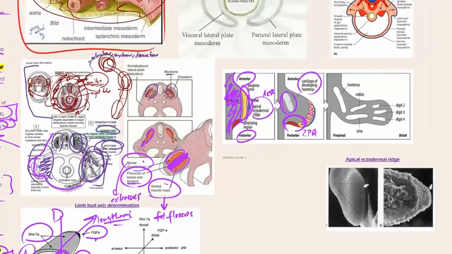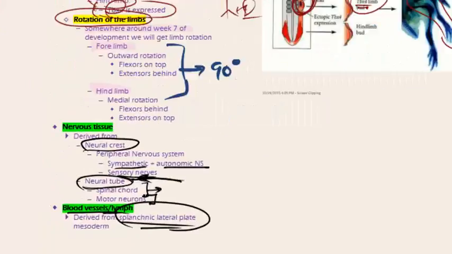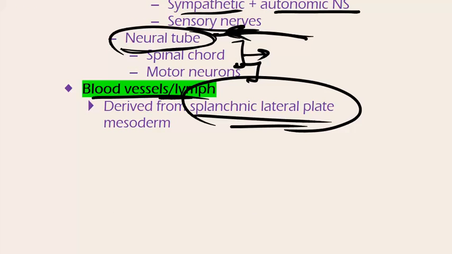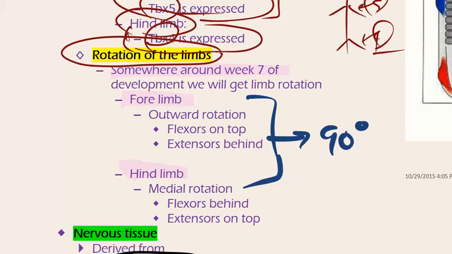All right. So I'll probably just ask you guys a couple questions, and then we'll call it a day. Is the last part blood vessels and lymph? Yeah, blood vessels and lymph. Splanchnic lateral plate mesoderm leads to the formation of the heart tube, and that gives rise to blood vessels and stuff. Oh, for the rotation. Yeah. Rotation of the hind limb and the forelimb.